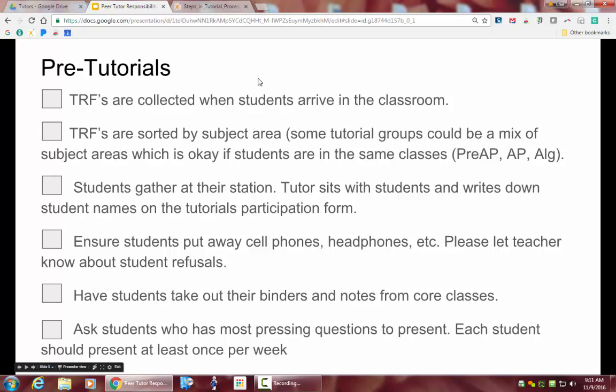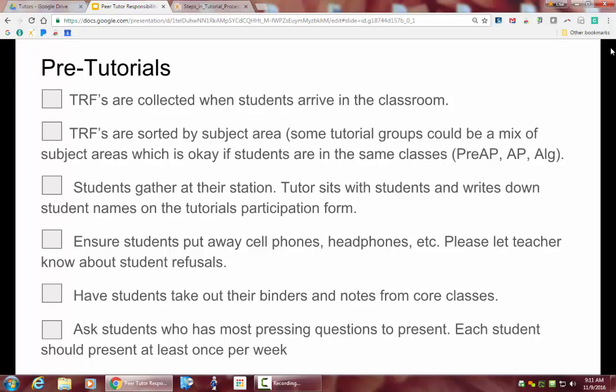Here's just another example of pretty much what we've talked about. You collect the TRF, and they're sorted by subject area, so some tutorial groups could be a mix of subject areas, and this is okay, because it's not always going to be everybody working on the same content area. You gather at the station and the tutor sits with students and writes down student names on the participation form. Again, that student leader is in charge of doing that. Everyone puts away their cell phones and headphones. This is a time for everyone to be involved in the learning process.